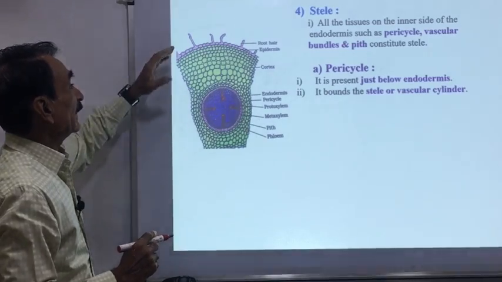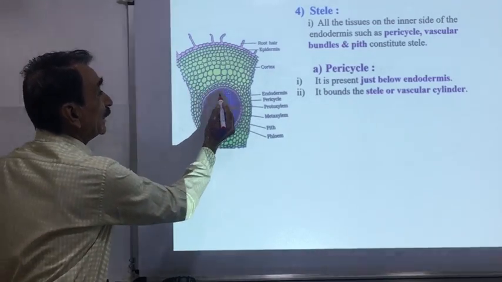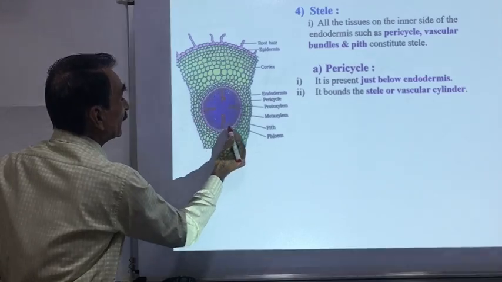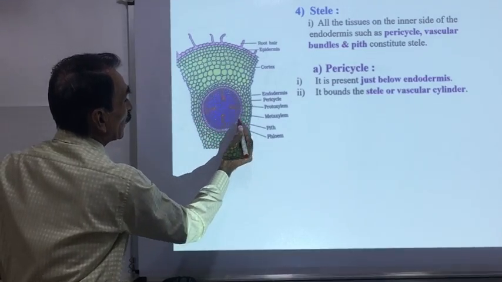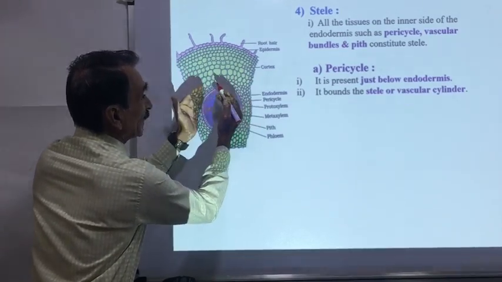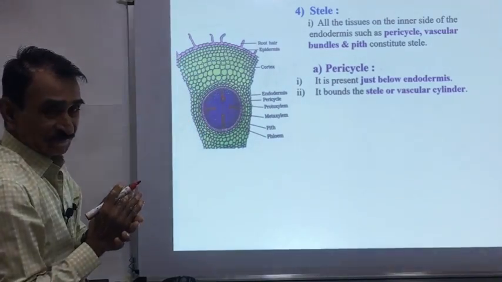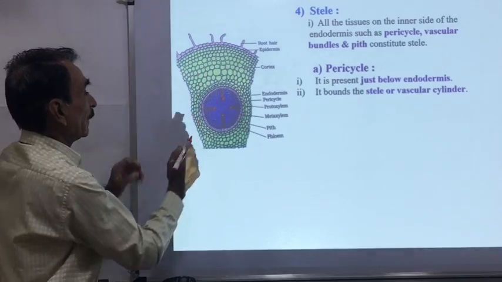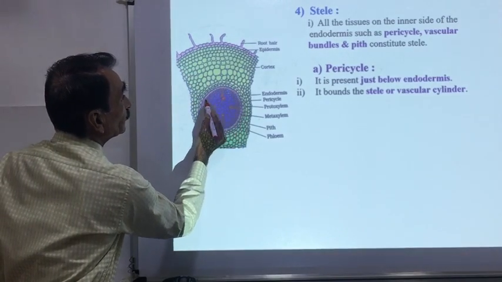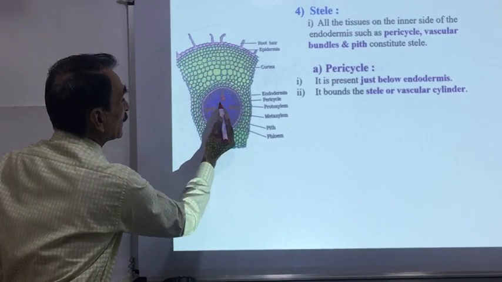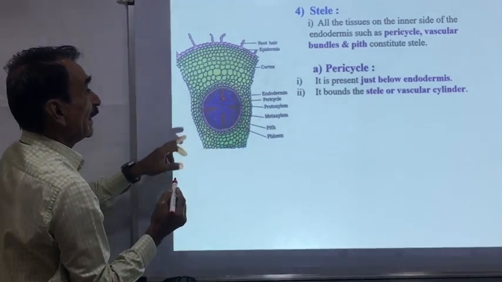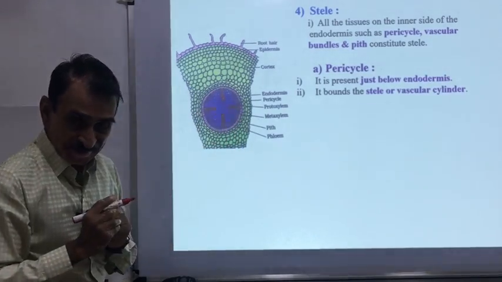Then the next part is the stele. All the tissues which are present inside the endodermis are included under the stele. This consists of pericycle, then vascular bundles, and pith at the center.